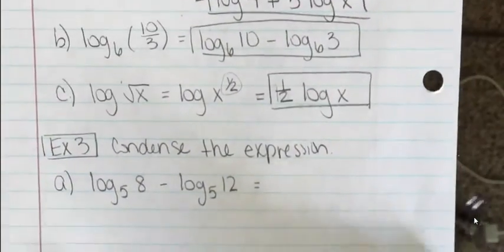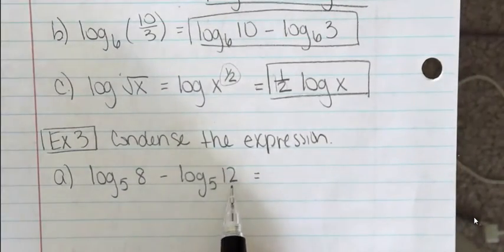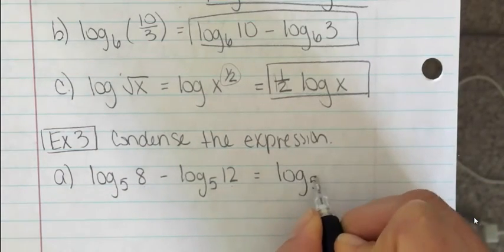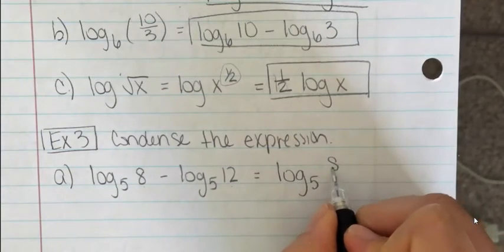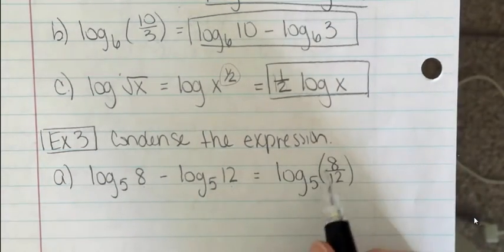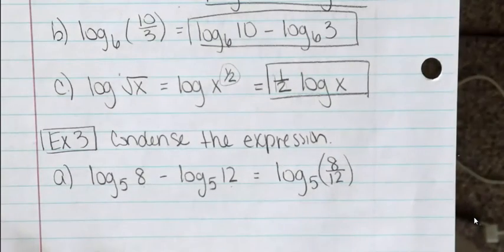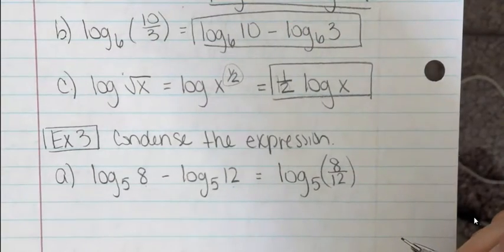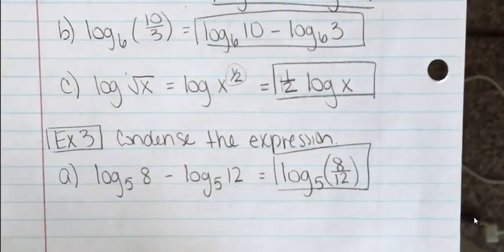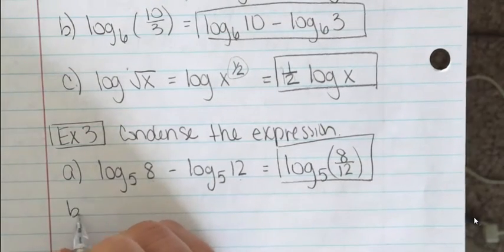And the quotient comes from what are the inputs of these logs? 8 and 12. Okay, so we're basically going to say this is log base 5 of 8 over 12. You can write it like that. I like to put parentheses around my inputs of my logarithms. That way I know that those are my inputs. Okay, we'll do one more of these.